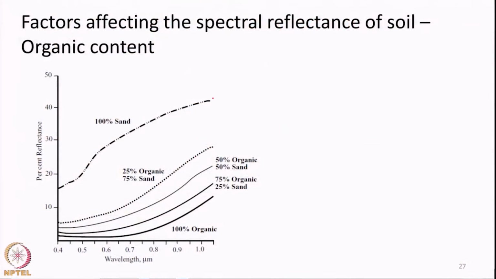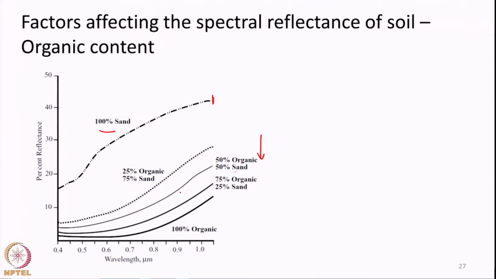In general, the presence of organic content in the soil will decrease its reflectance, as given in this slide. This is pure sand, 100% sand, and we begin to add organic material to it. Each curve represents a different proportion of mixture of organic material and sand. As you can see, as the organic content increases, the reflectance decreases, and just see how the curve changes.